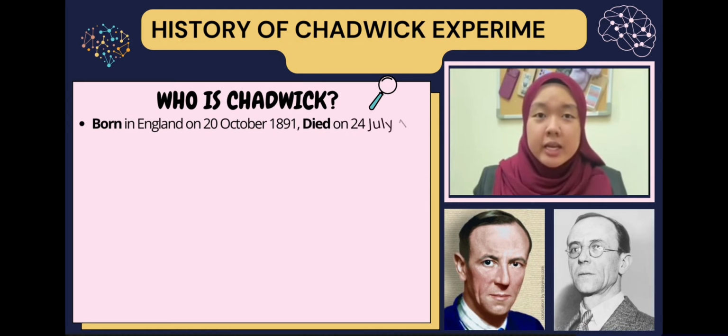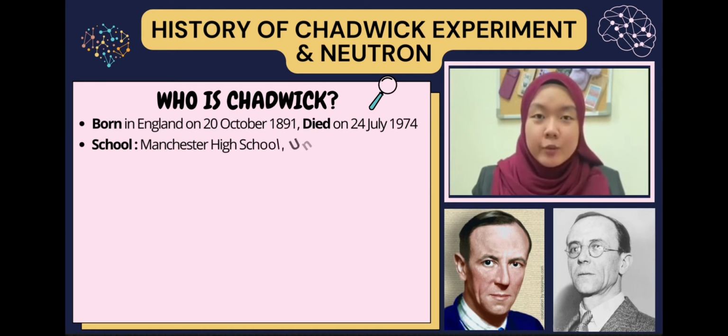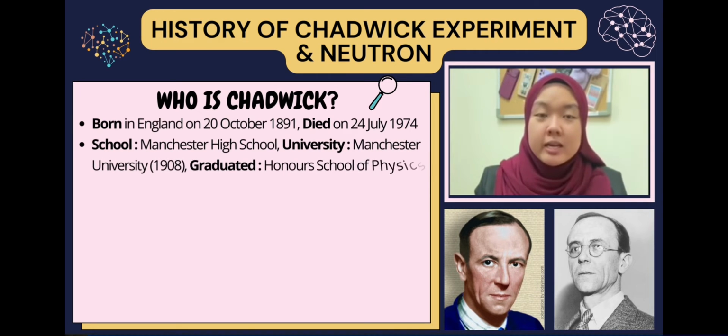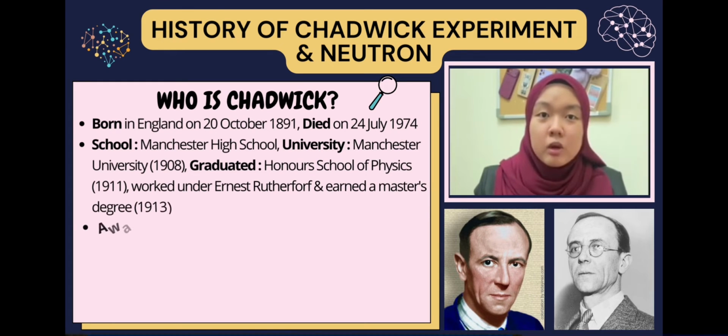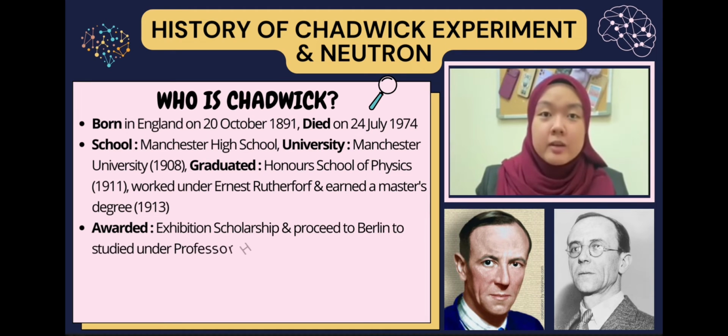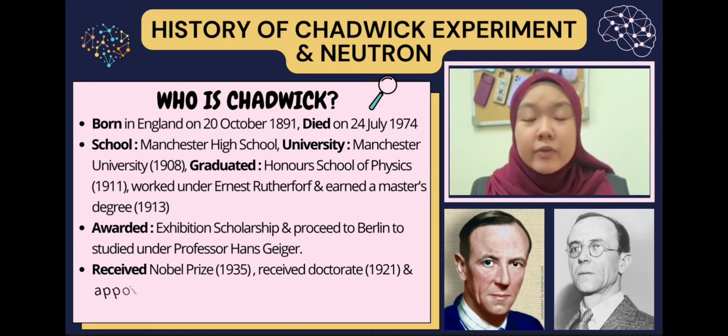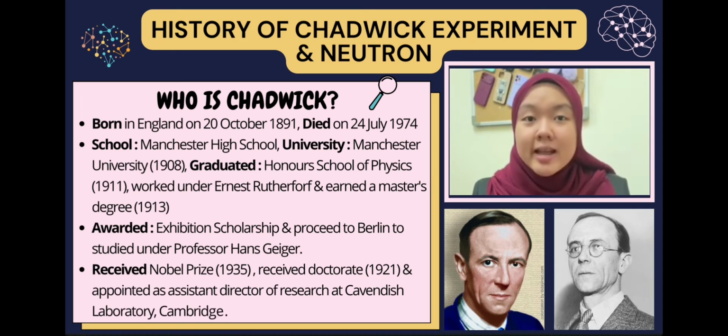James Chadwick was born in England on 20 October 1891 and died on 24 July 1974. After graduating from Manchester High School in 1908, he entered Manchester University where he graduated from the Hannah School of Physics in 1911. Next, he spent 2 years in the physical laboratory in Manchester under Professor Rutherford. As a result of his 1851 exhibition scholarship, he decided to further studies in Berlin under Professor Hans Geiger. His discovery led to him receiving a Nobel Prize in Physics in 1935.